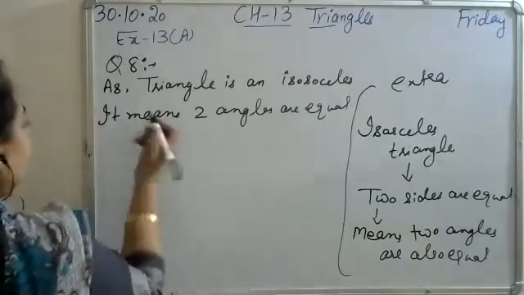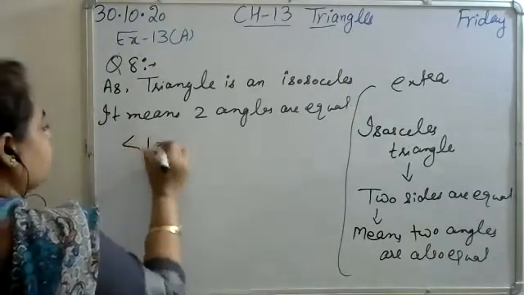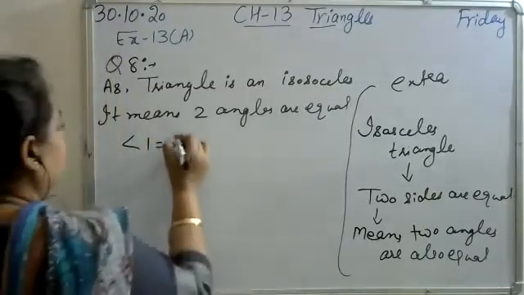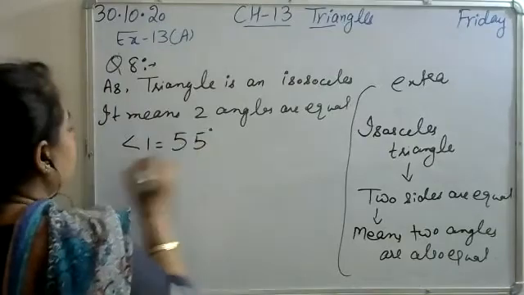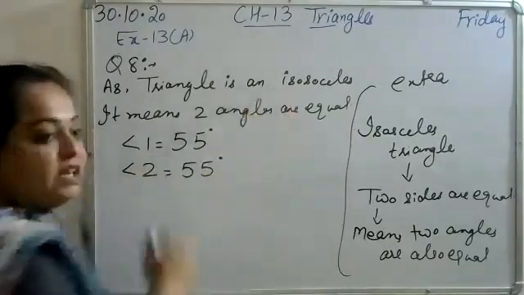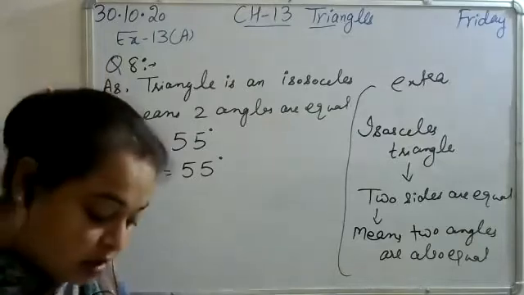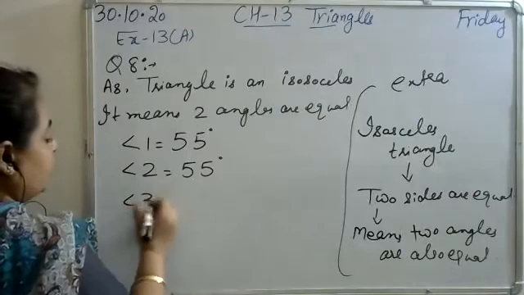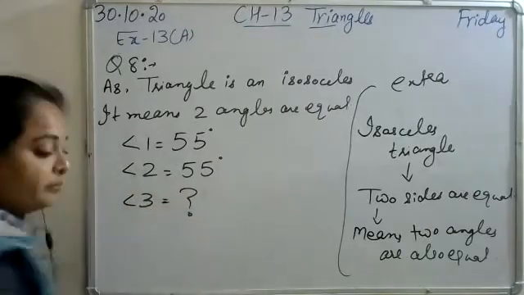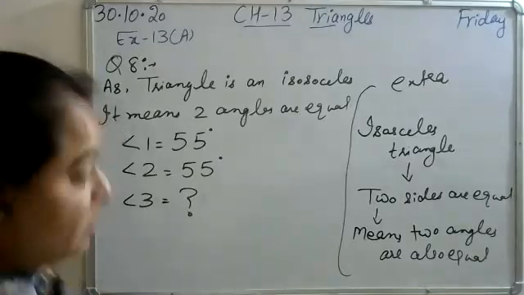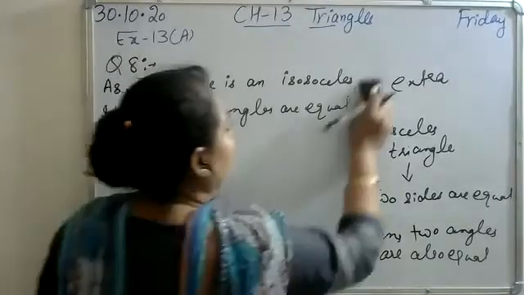So let us suppose angle 1 is given to you in the book 55 degree. So angle 2 is also 55 according to the definition of an isosceles triangle. Determine the other angles. So angle 3 is question mark. Now tell me which property you will apply here. Now the next, which property you will apply?